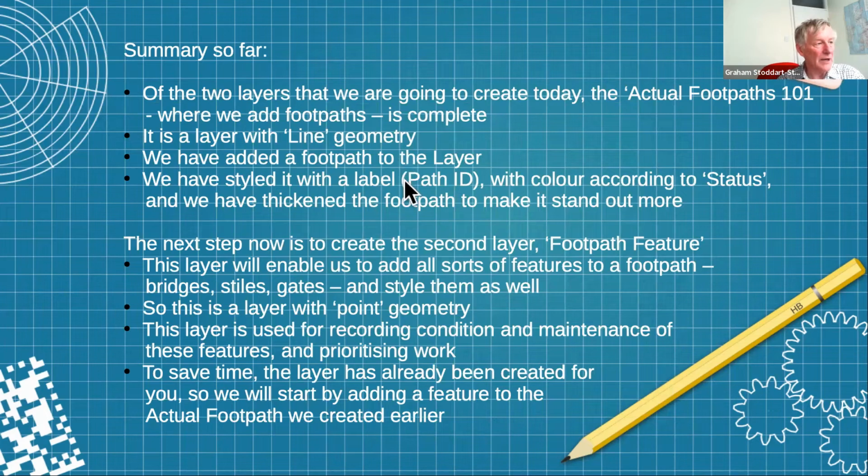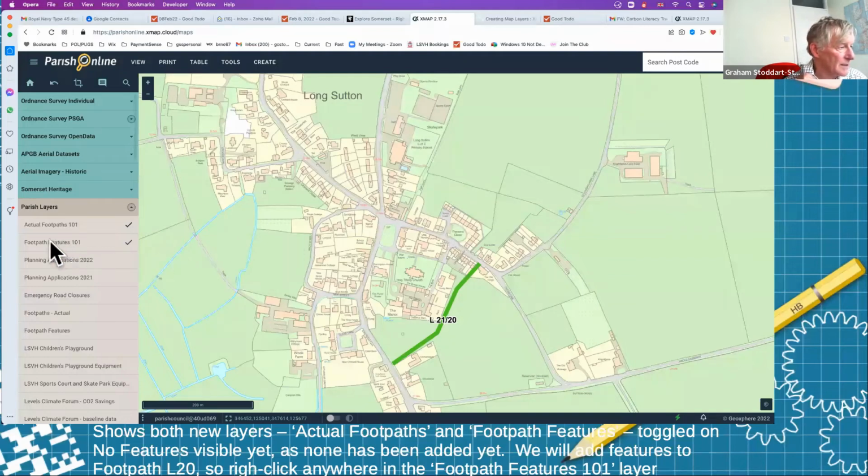So let me just say where we are. We've got our first layer in place, and we've styled it. It's a line layer, and we have added a footpath to it, and we've added color, and we've given it a label. And the next step now is to create that second layer, which is the footpath features. This is where you add stiles, bridges, gates, that sort of thing. To save time, I've done this for you. So we're now going to show you that we've added footpath features 101.